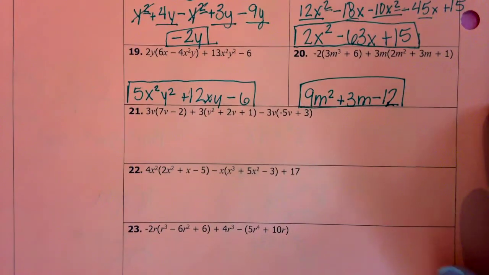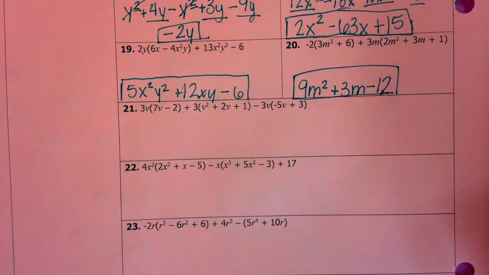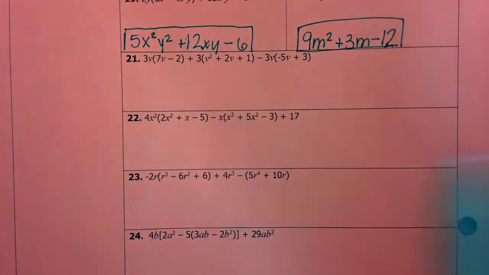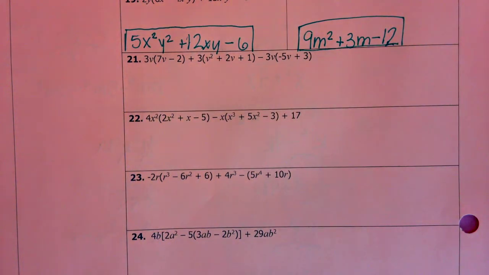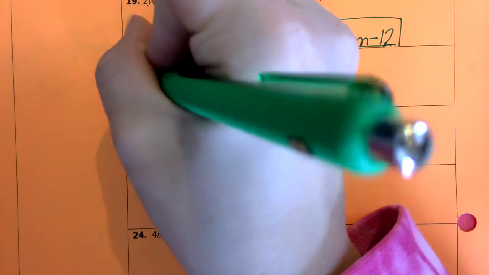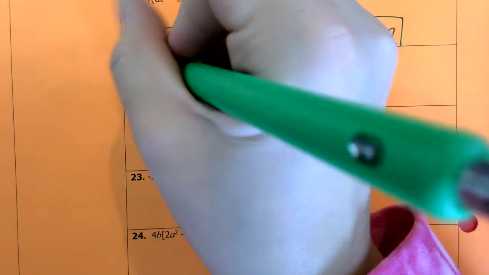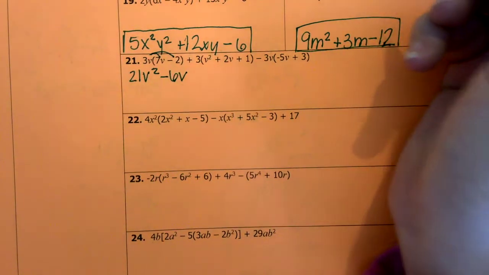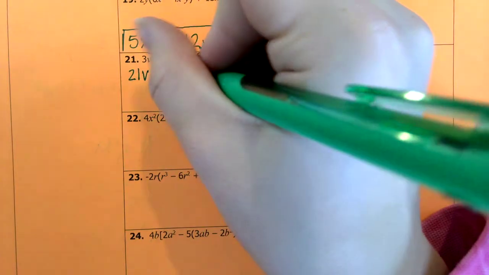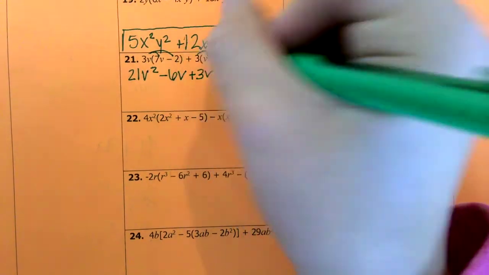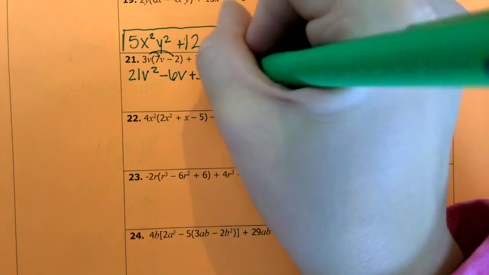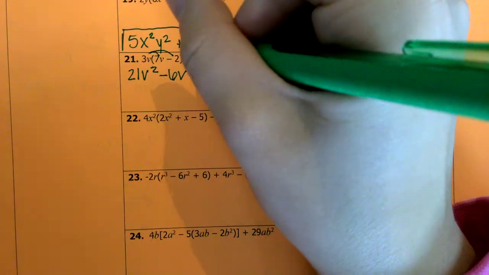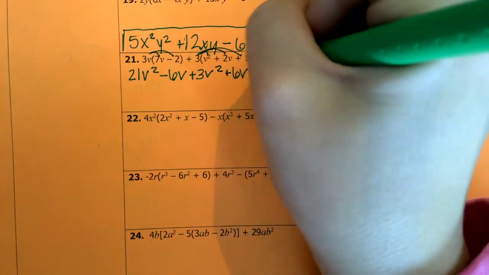And now we see we have lots of things going on, number 21 through 24. So on number 21 here, we have 3 multiplications before we can start simplifying. So we're going to go ahead and multiply 3v times 7v to get 21v squared. 3v times negative 2 to get me negative 6v. 3 times v squared to get plus 3v squared, because I'm just going to keep moving down the line. 3 times 2v to get me 6v. And then 3 times 1 to get me a plus 3.